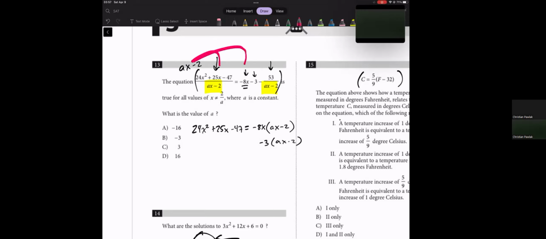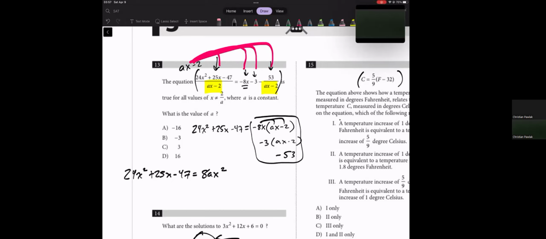So as I'm distributing this to here, this to here, this to here, this is just going to leave me with minus 53. If I clean up the right side, because the right side's still kind of messy, but the left side looks clean, I get this. 24x squared plus 25x minus 47 is equal to, let's see, distribute this, 8ax squared plus 16x, and then distribute here, minus 3ax plus 6 minus 53.